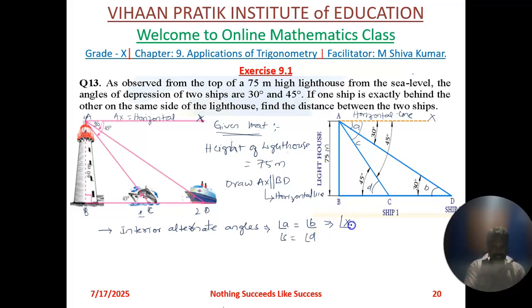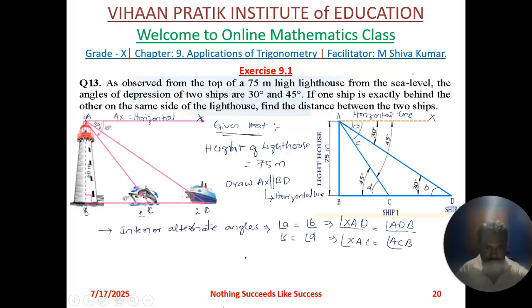Otherwise, we can say angle XAD equals angle ADB, and angle XAC equals angle ACB. In both cases these angles are equal. So now let's start analyzing the problem. We'll do this on the next page.